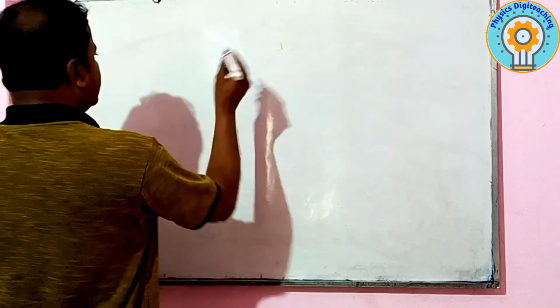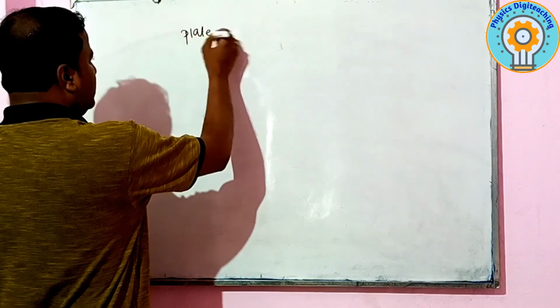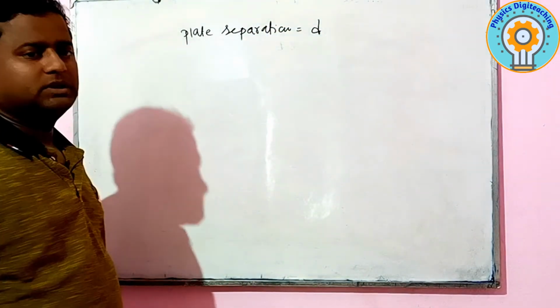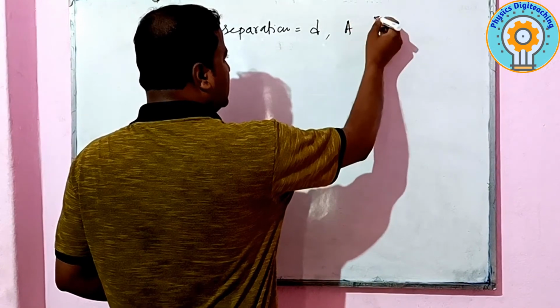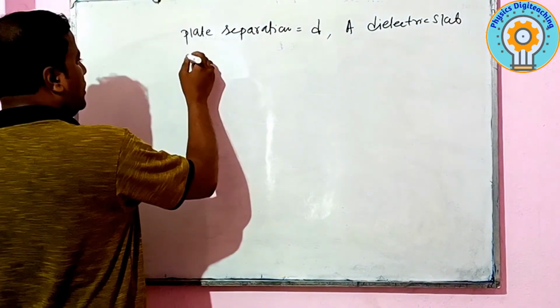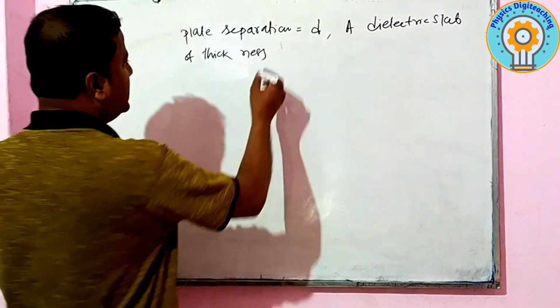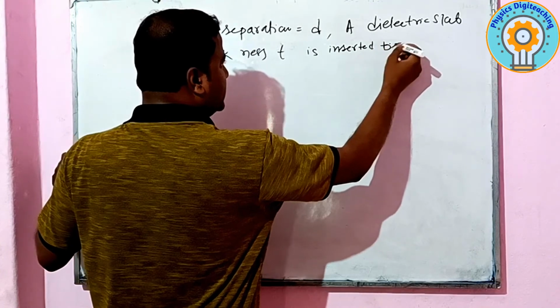I am giving another example of a parallel plate capacitor problem. Say a parallel plate capacitor with plate separation d. The separation between two plates is d. A dielectric slab of thickness t is inserted between them.